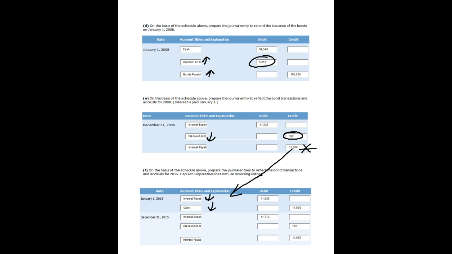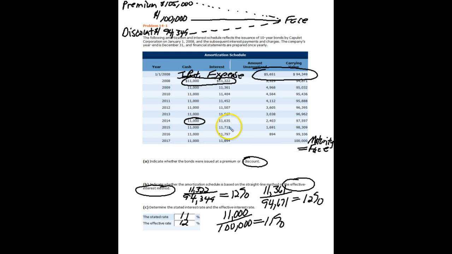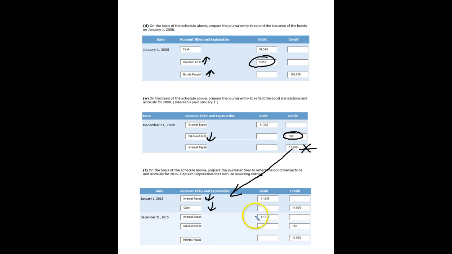Now let's take a peek at December 31st. Then at December 31st, we're going to have entries for these amounts for interest. So again, we would debit the interest expense, credit the interest payable. We need another credit to balance. That's going to be applied to the discount.